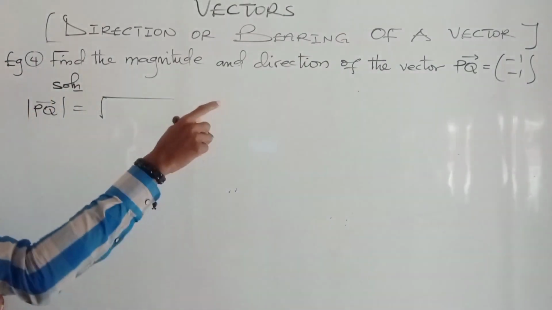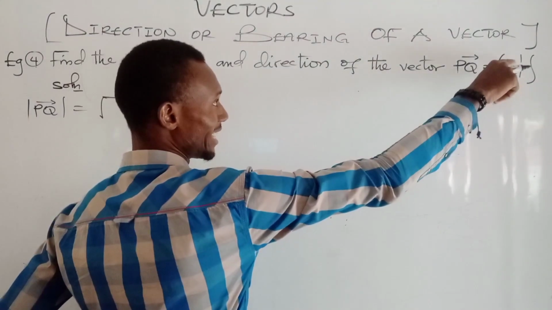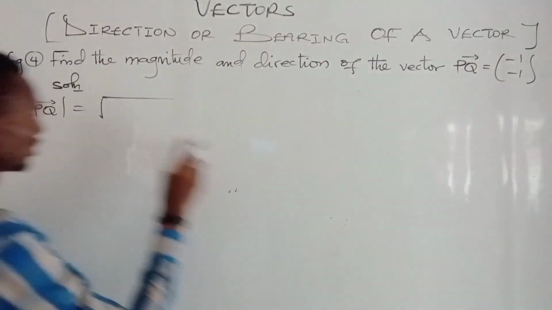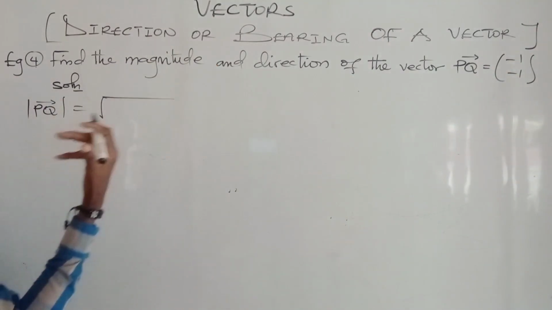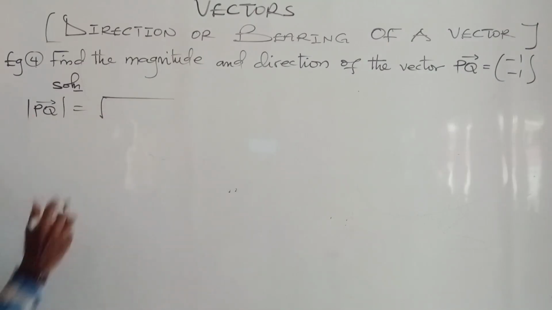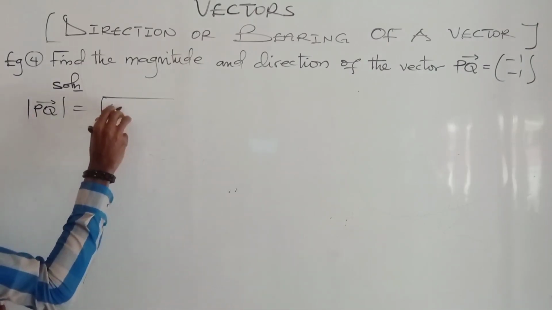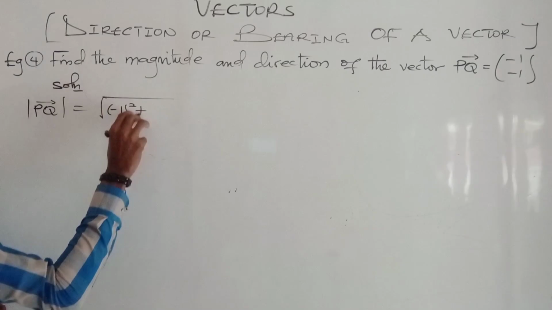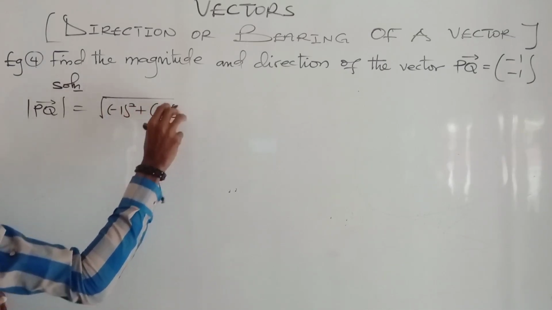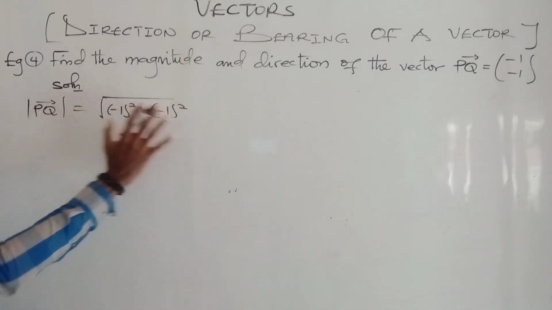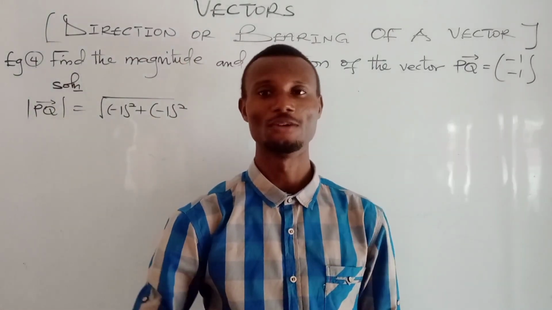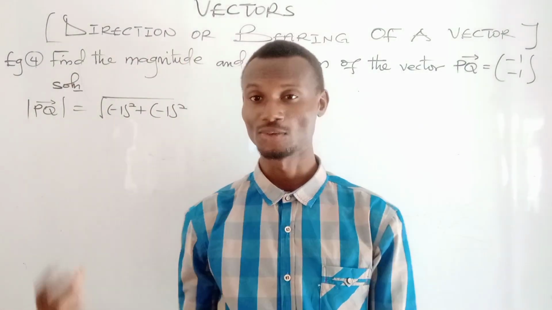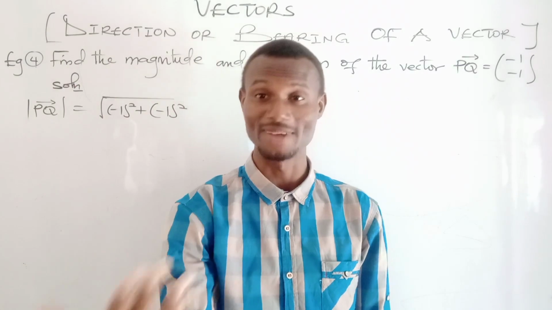The components of the given vector are (-1, -1). So the square root of the sum of the squares of the components of that vector is going to be the square root of (-1) squared plus (-1) squared. That's it to find the magnitude of a given vector. From here, we just need to simplify further.